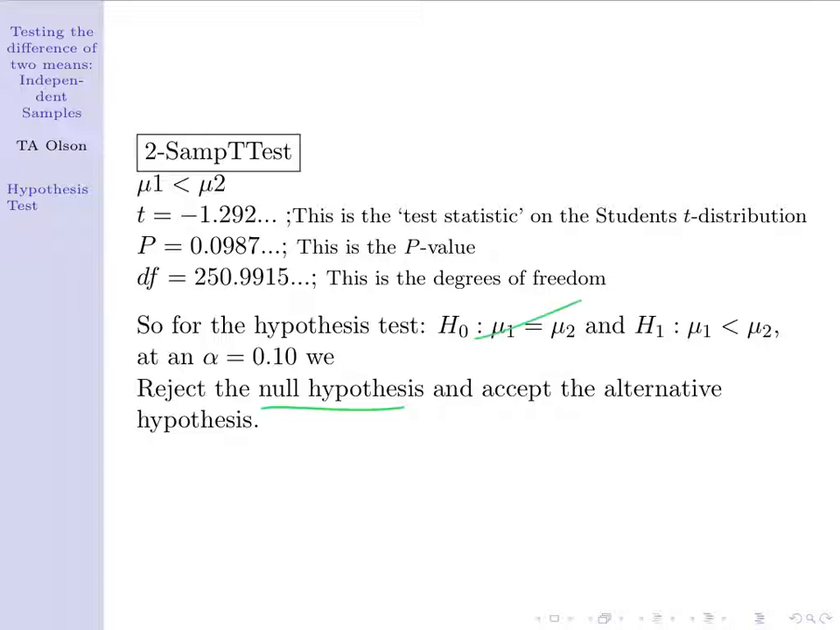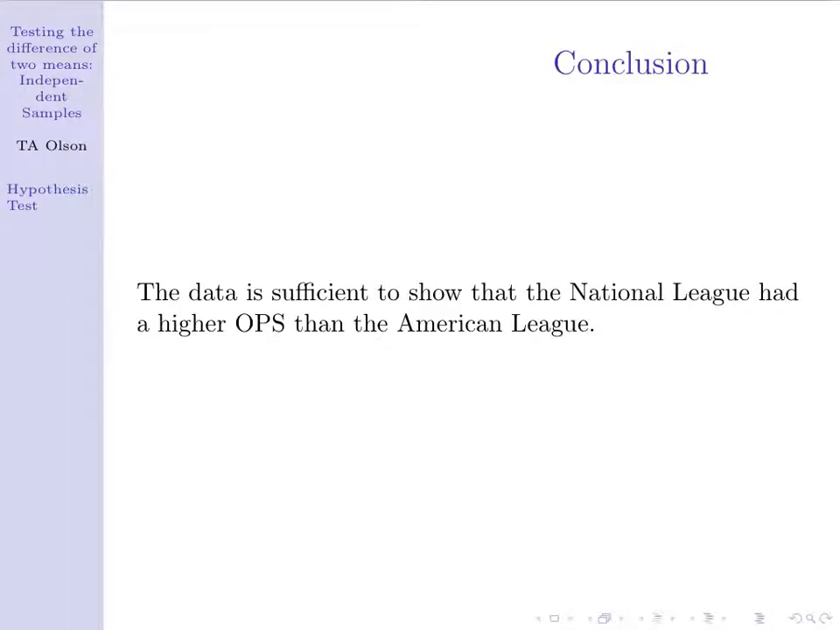So we will reject the null hypothesis, right? That's not going to be true. We will accept our alternative hypothesis. And the conclusion we draw is based on this, that the American League has an OPS lower than our National League. And it's going to look something like this: the data is sufficient to show that the National League had a higher OPS than the American League.